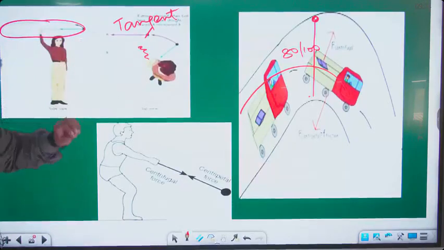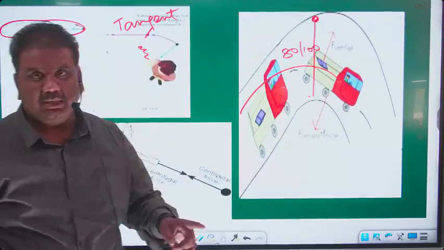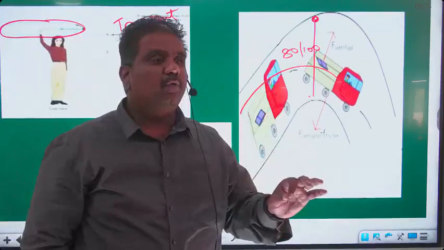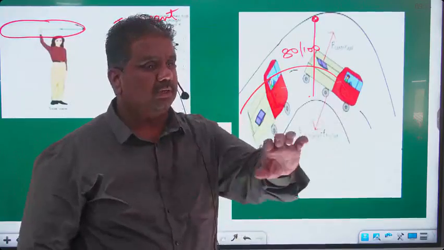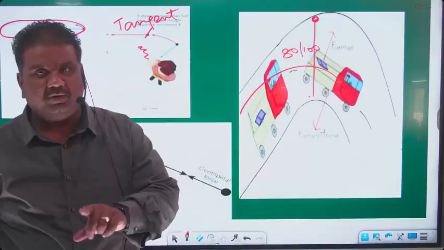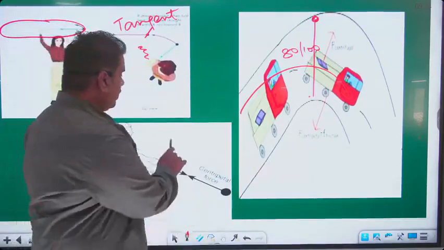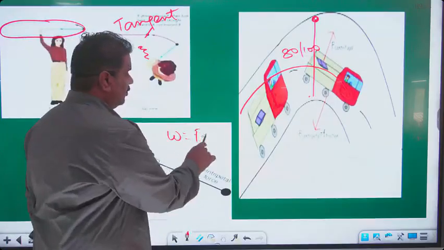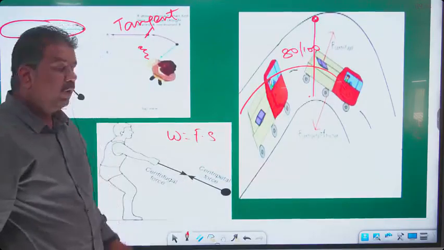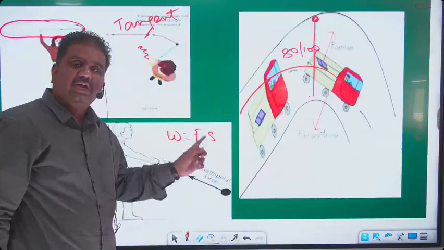And one simple final question: what is the work done by centripetal force when an object is moving in a circular path? What is the formula for work? Force into displacement. Work done by centripetal force when object is moving in a circular path.